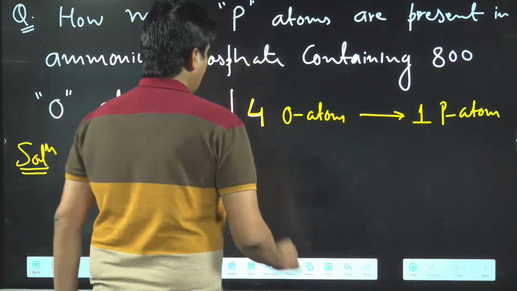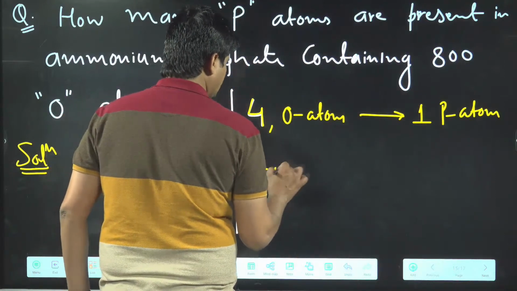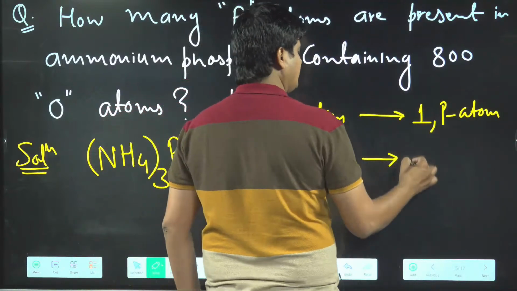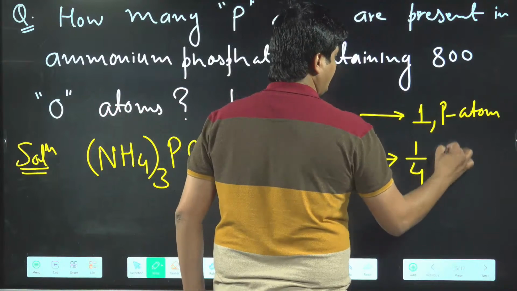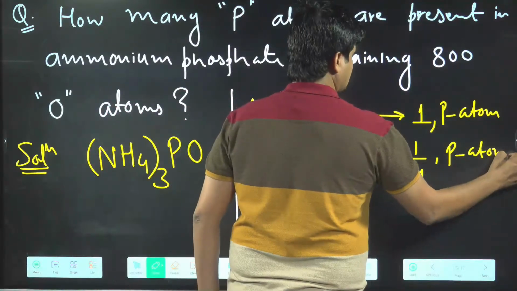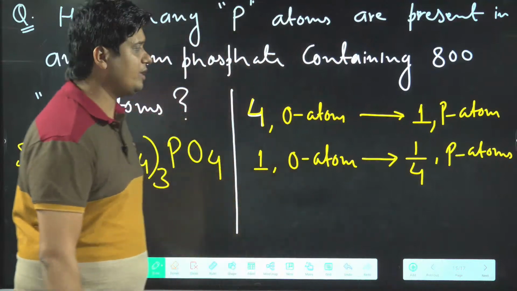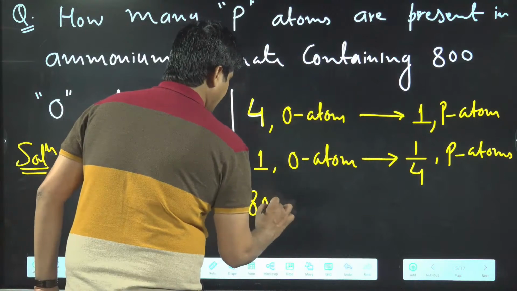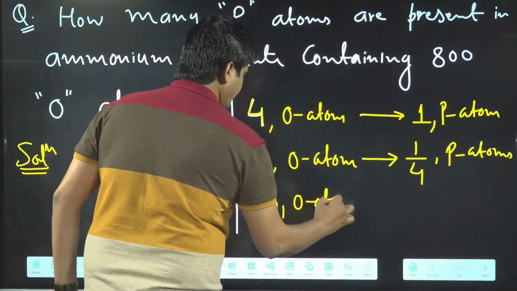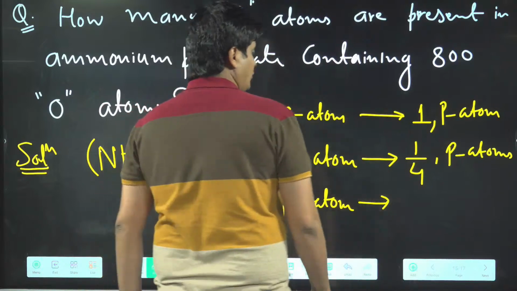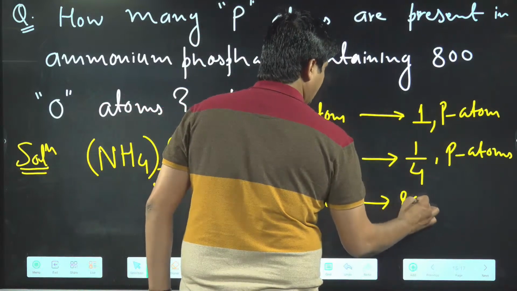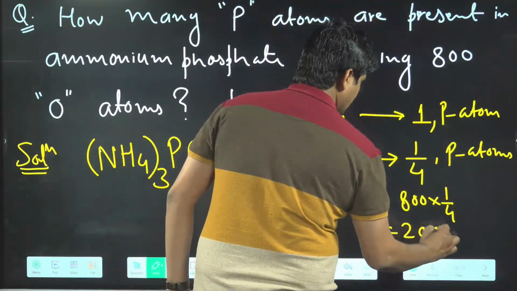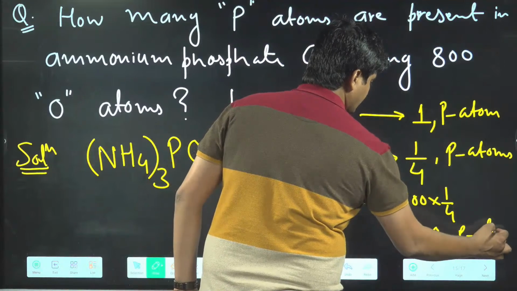If 4 oxygen atoms are present, then 1 phosphorus atom will be present. Now, if 1 oxygen atom is present, then how many phosphorus atoms will be present? 1 by 4. How many oxygen atoms are given to you? 800. Let 800 oxygen atoms be present, then total number of phosphorus atoms will be 800 multiplied by 1 by 4, and that will be 200. So our answer will be 200 phosphorus atoms.